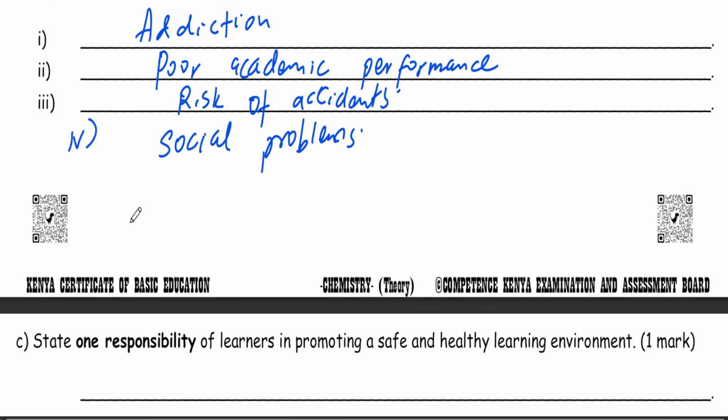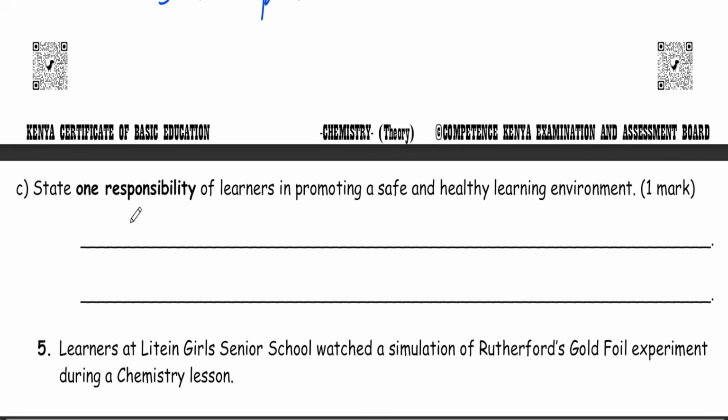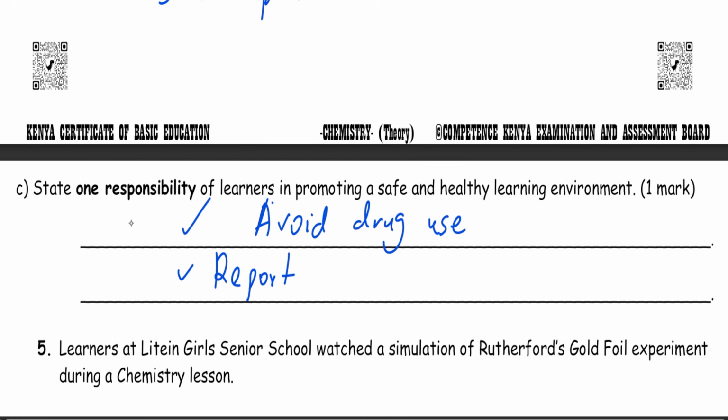Question C. State 1 responsibility of learners in promoting a safe and healthy learning environment. There are many responsibilities, but one, always avoid those substances. First thing, avoid drug use. Once you avoid it, your friend will also avoid it, and also report drug abuse or any abuse.